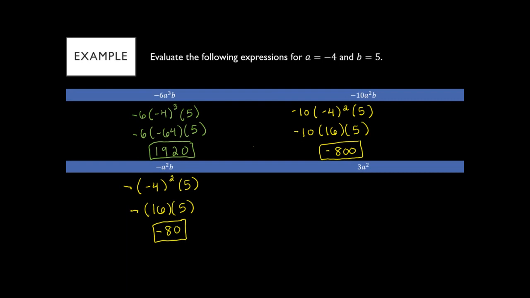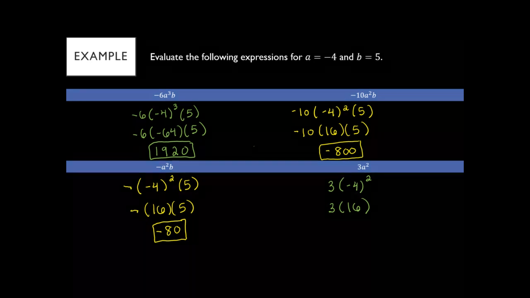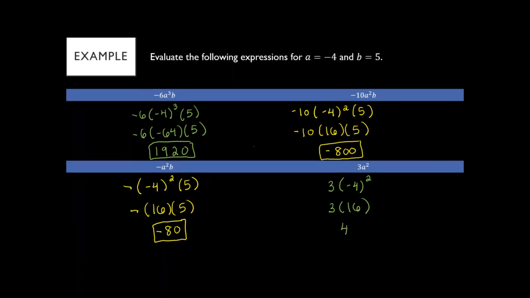On the right, 3a squared. So I have my 3. I'm going to plug in -4 for the a, and then we square it. So we have to do our exponent first. -4 squared is 16. So this gives us 3 times 16, which is 48.